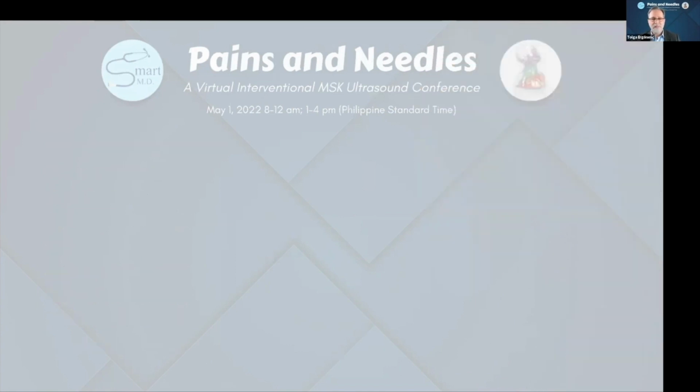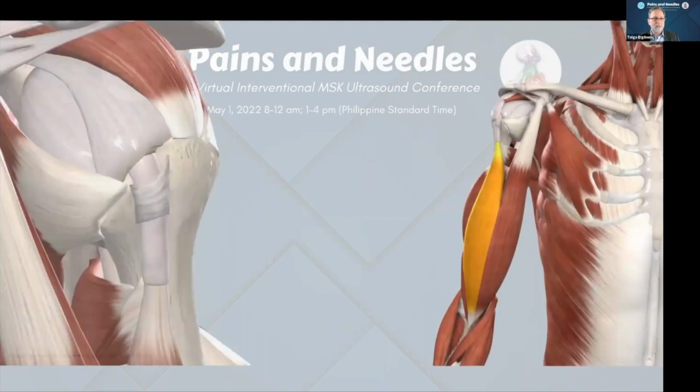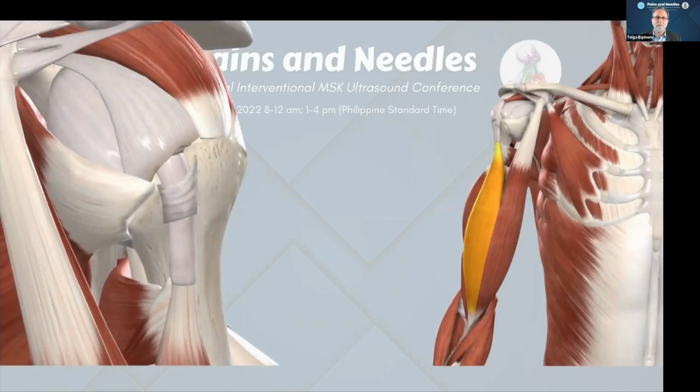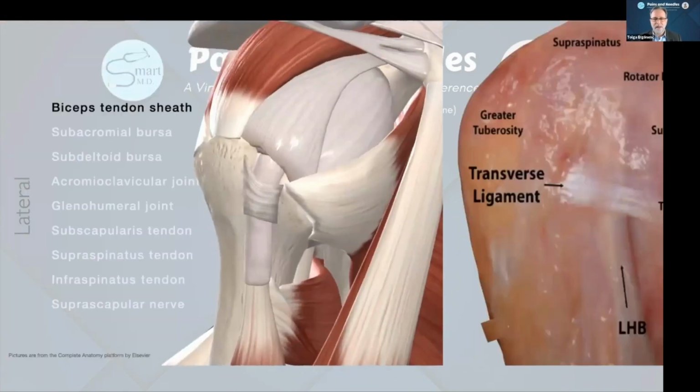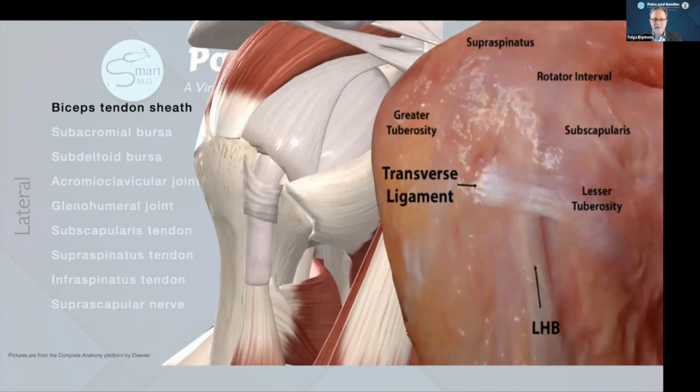Let's start with the bicipital tendon. This muscle is more commonly known as the biceps and is located on each arm between the shoulder and the elbow. The biceps brachii has two heads, a long head and a short head. You can see the long head here. This is a real cadaveric picture. You can see the transverse ligament and the long head of the biceps, the supraspinatus muscle and tendon, and the subscapularis tendon as well.